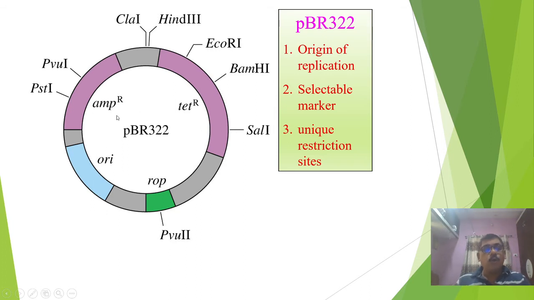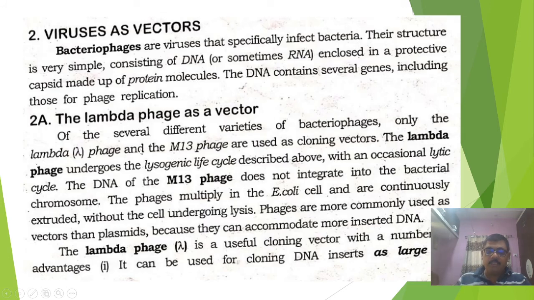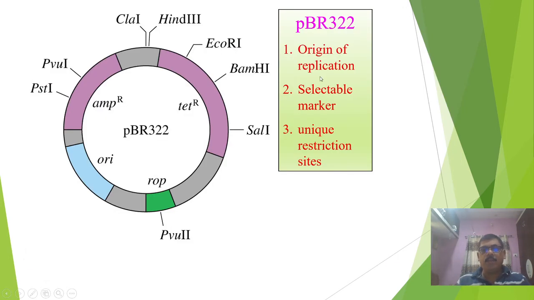It has two antibiotic resistant genes, ampicillin resistant and tetracycline resistant. It has the origin of replication. It has the selectable marker sites, the ampicillin resistant site and the tetracycline resistant site, and it has unique restriction sites. These are the minimum requirements for a plasmid to be a vector molecule: it must have an origin of replication, a selectable marker site, and a unique restriction site.